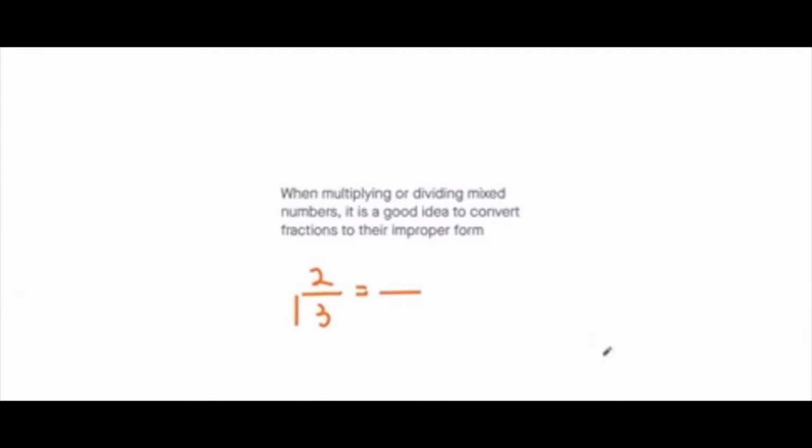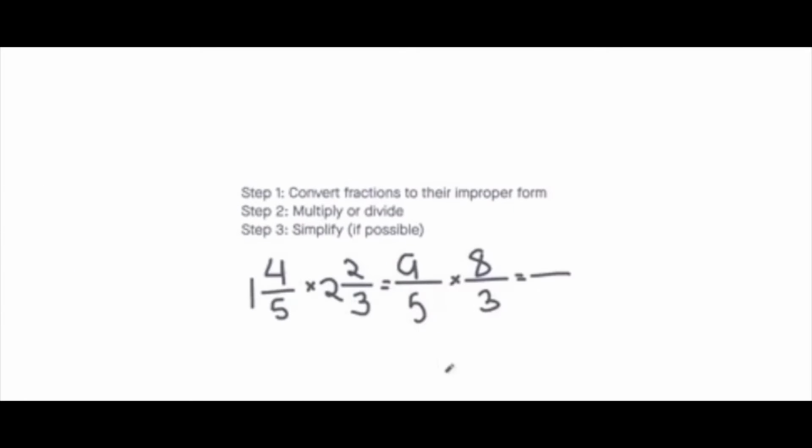So when multiplying or dividing mixed numbers, it's a good idea to convert fractions to their improper form first. For example, here 1 2/3 would be converted to 5/3. So this is an example. Step 1 says to convert fractions to their improper form. Step 2 says to multiply or divide, and step 3 is to simplify if possible.